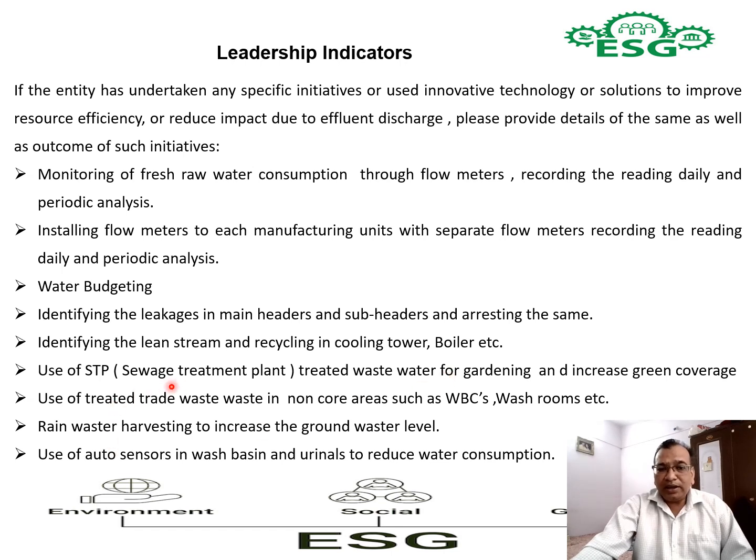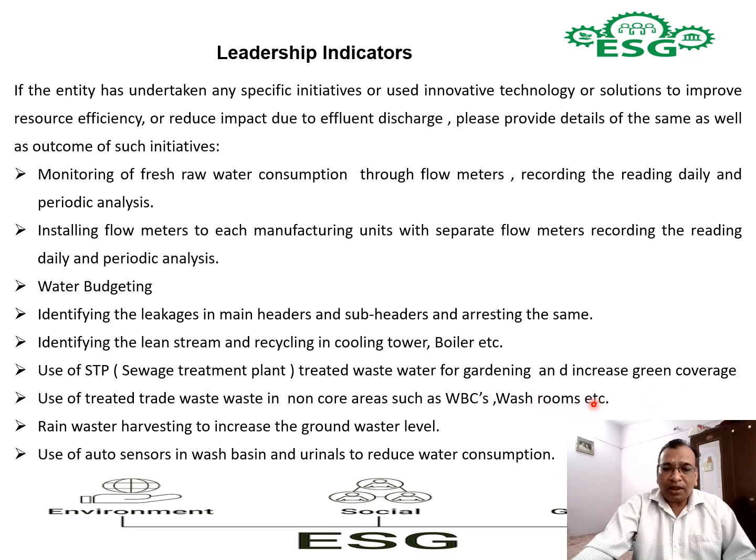Then identifying the lean streams and recycling in cooling tower and boiler. There are many lean streams which you can identify, having very less TDS and less other entities, and which can be easily reused or recycled in utilities wherever possible, if it is meeting the norms of that particular area. Then use of STP, the sewage treatment plant treated wastewater, for gardening and to increase green coverage.